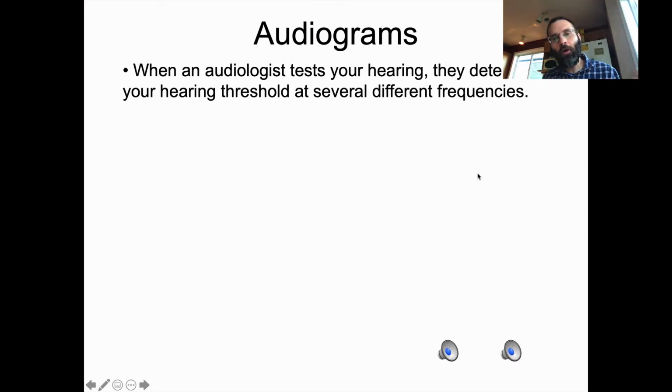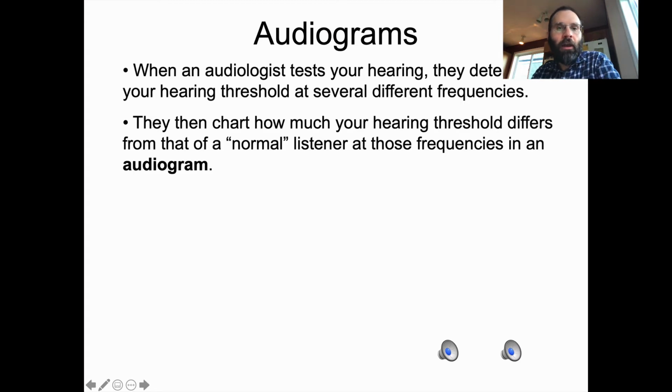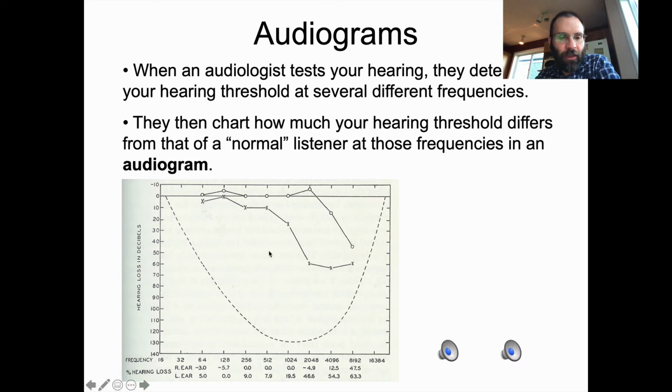They play tones at different frequencies, and at each frequency they reduce the intensity until they find the threshold of your hearing. They will then chart how much your hearing threshold differs from that of what's considered to be a normal listener, again from those studies that were done way back when, at those specific frequencies they were playing the tones at, in what's called an audiogram. So you can look at it here.